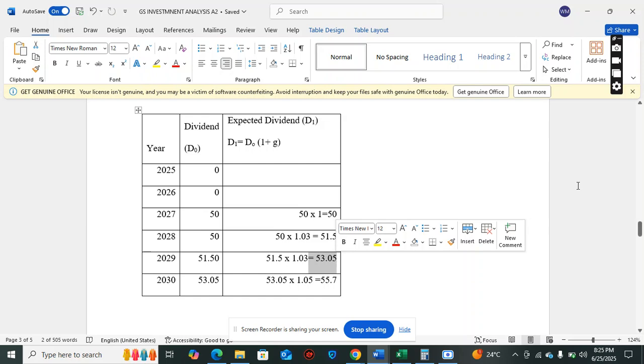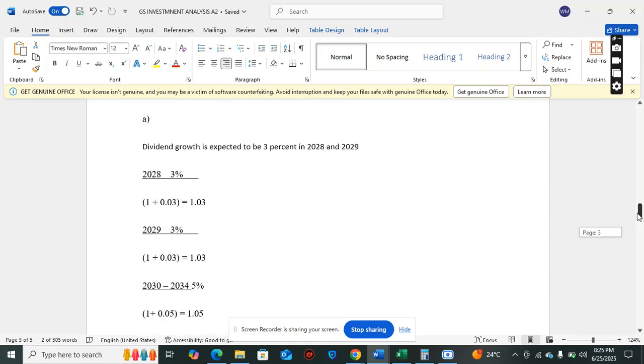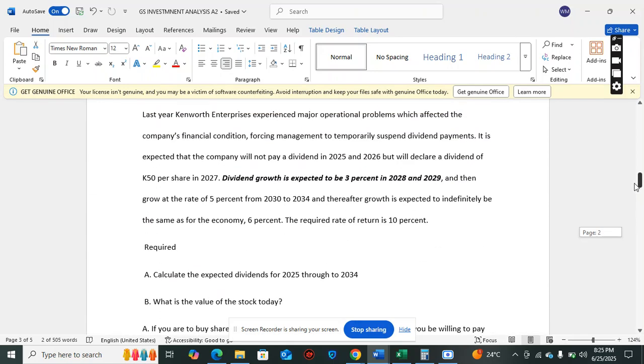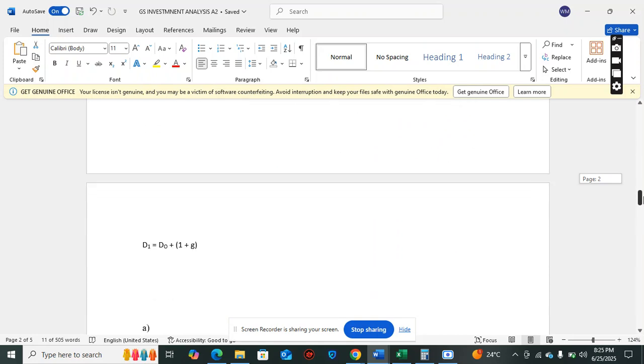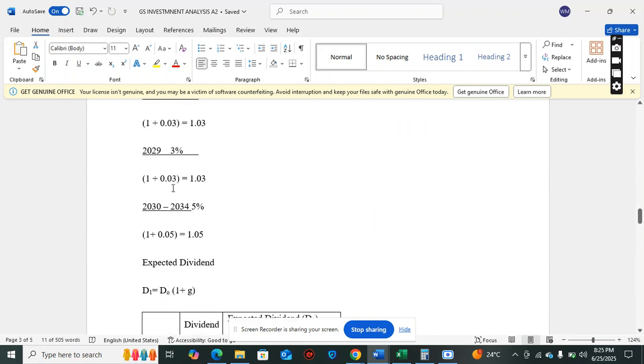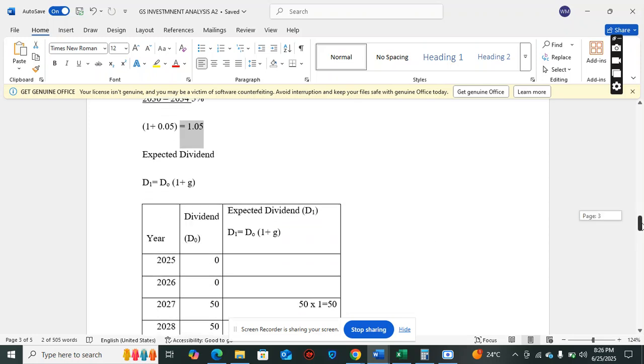Okay. Then they tell us that from 2030 to 2034, the dividend is expected to grow by 5%. Here, as you can see, our growth rate is 1 plus 0.05, where 0.05 is the 5% growth rate, and we get 1.05. So we get back to our table.